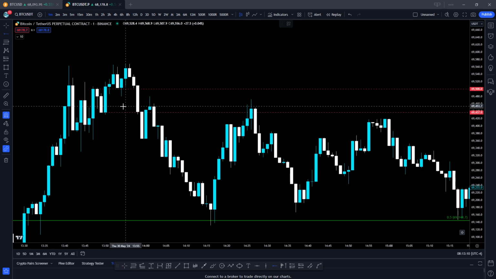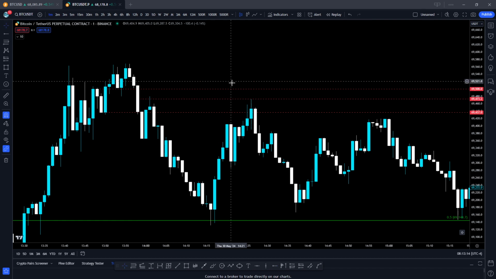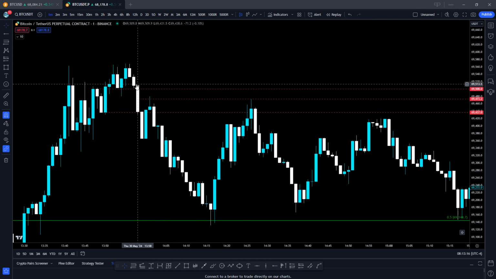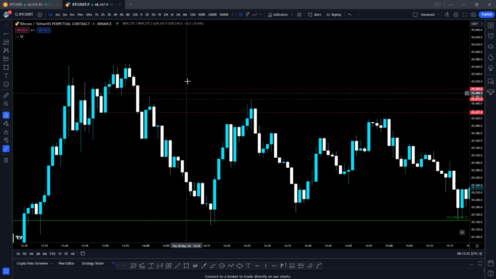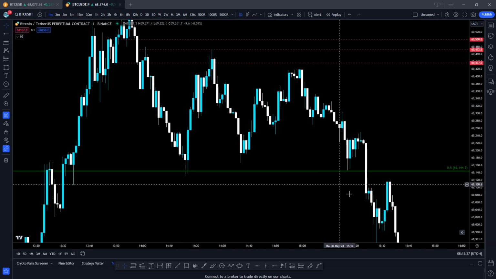Okay. But the important thing here is that we come up to this 50 percentile of this candle right here. Okay. And then we reverse. Then we come right back up to it and we reverse again. And then we continue lower.